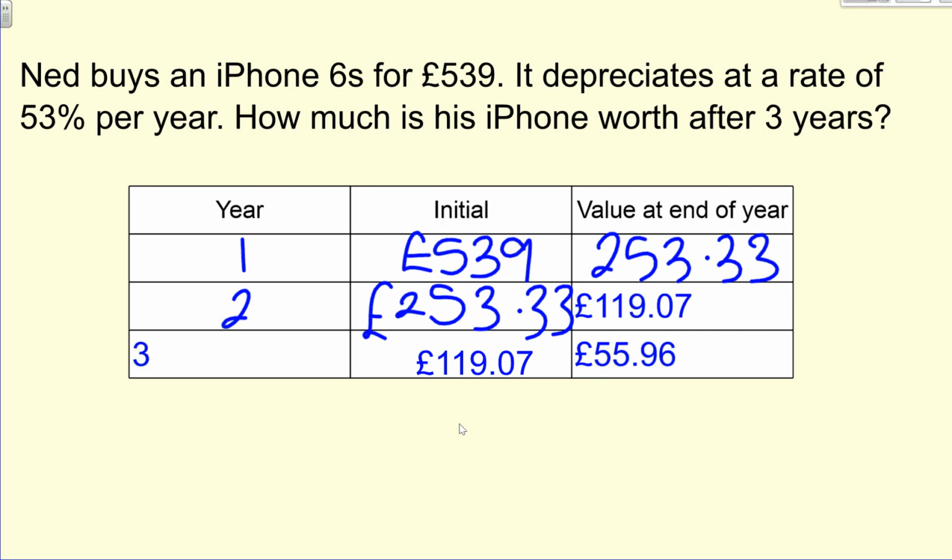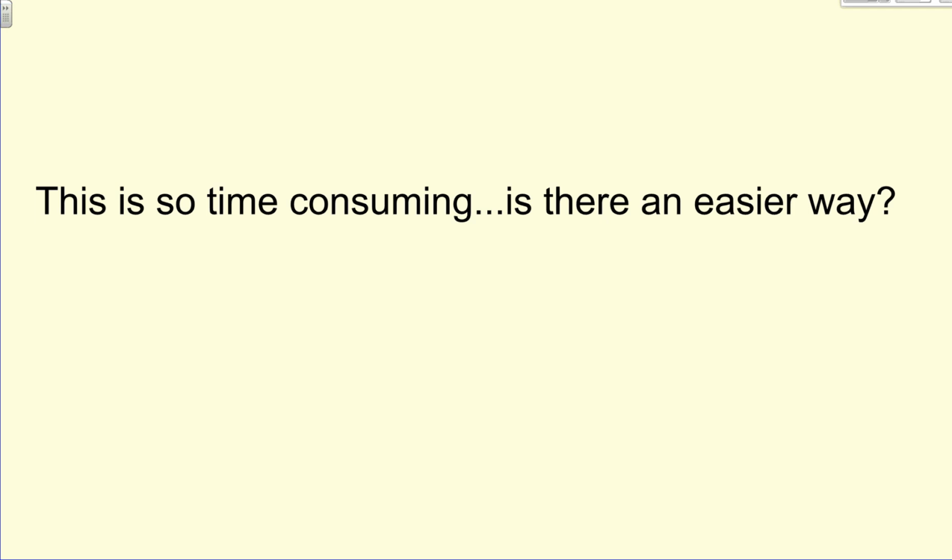So if you're starting with 100% and taking off 53%, that means 100 take away 53 is 47%, and you're doing that 3 times. It's not times 3 because 53% is a different amount. It's going to be a power, a power of 3. We're doing 47% times 47% times 47%.